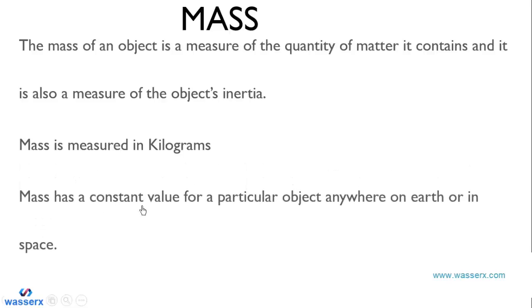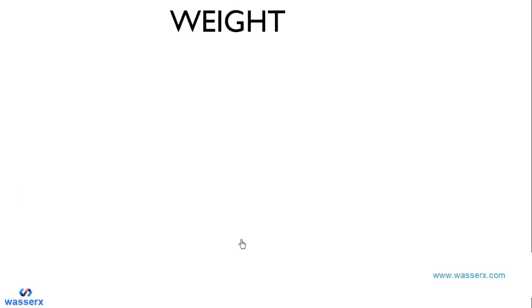Then mass has a constant value for a particular object anywhere on Earth or in space. So mass is the same on Earth and on the Moon or anywhere in space. Now let's talk about weight.